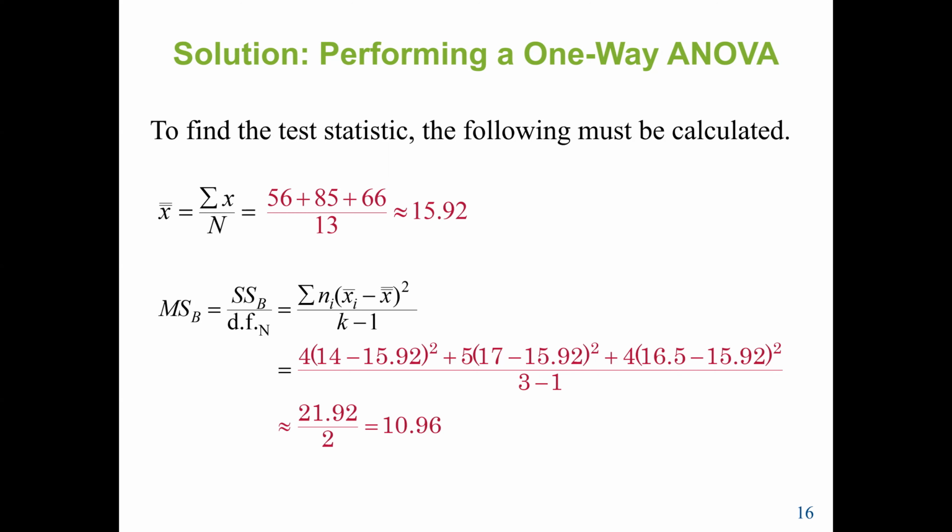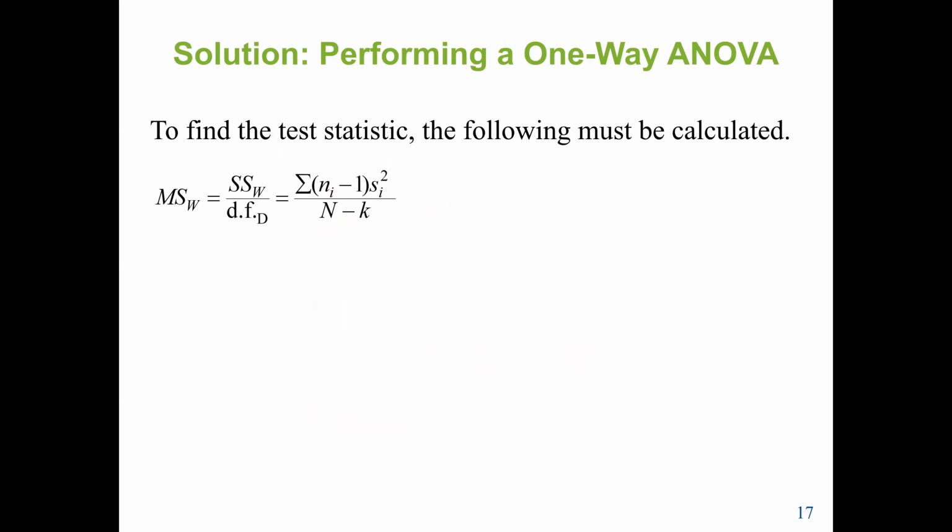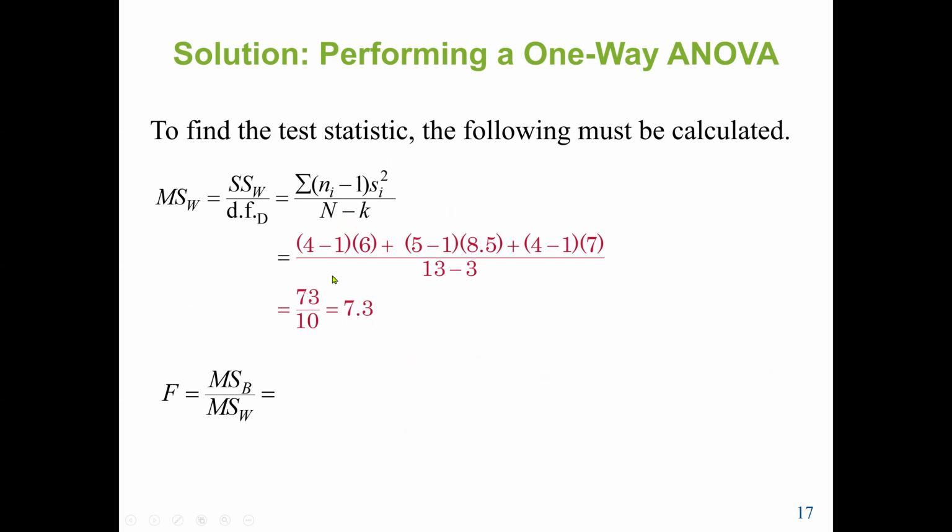So we know the MSB, now we need to find the MSW, the mean square within. Here also we plug in the values. It will be the first sample size minus 1 times the variance of the first sample, and so on, over the total sample size minus the number of samples. So you can see we have 4 minus 1, 5 minus 1, 4 minus 1, with their variances.